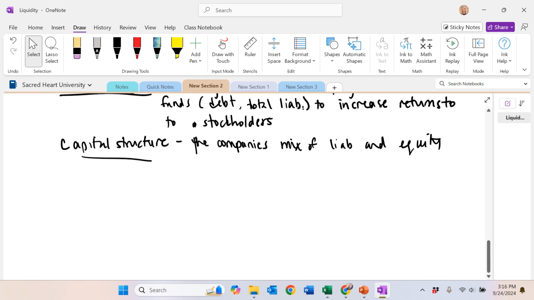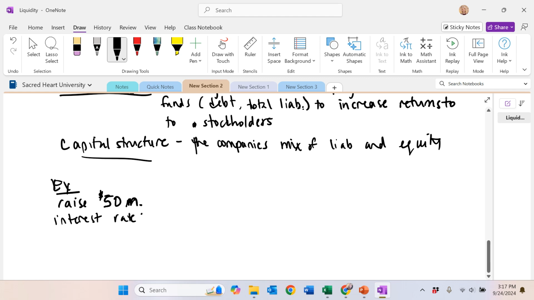All right, now let's look at an example of the use of debt and equity. Let's say a company wants to raise $50 million so that it can invest and run its operations. The current market interest rate on debt is 8%, and the current tax rate is 25%.